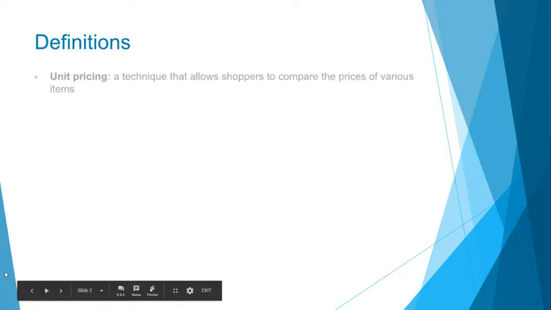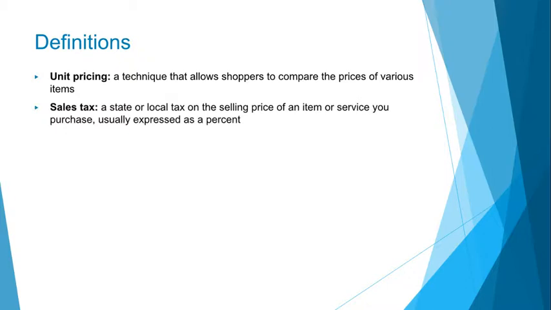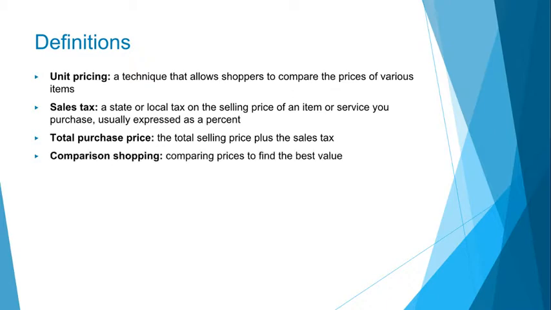Unit pricing is a technique that allows shoppers to compare the prices of various items. Sales tax is a state or local tax on the selling price of an item or service you purchase, usually expressed as a percent. I'm sure that most of you have seen a sales tax before because you've bought something at a store. Total purchase price is the total selling price plus the sales tax, so that's exactly what you would pay if you go buy, let's say, a pair of shoes. You would be paying the price of the shoes plus the sales tax. Comparison shopping is comparing prices to find the best value.